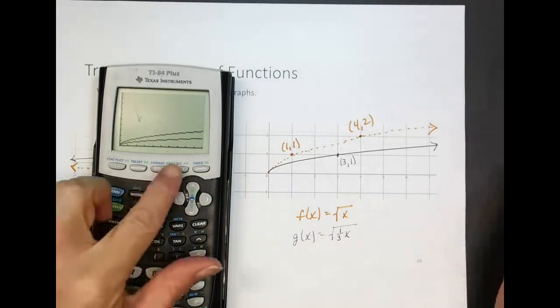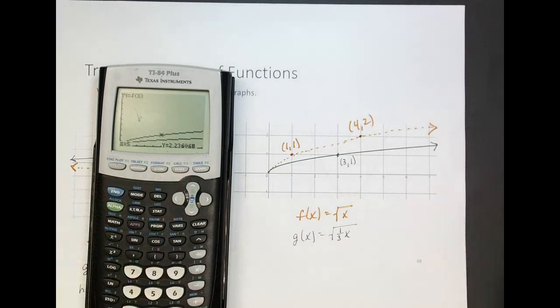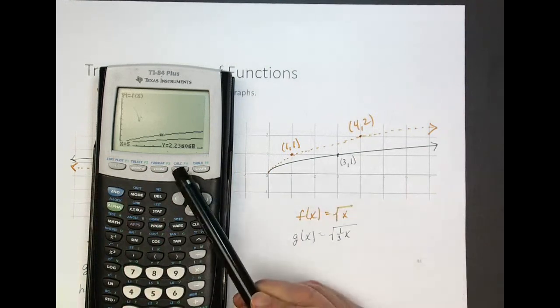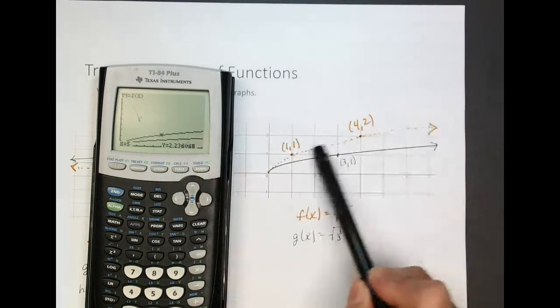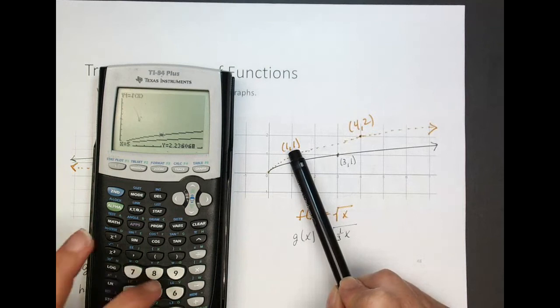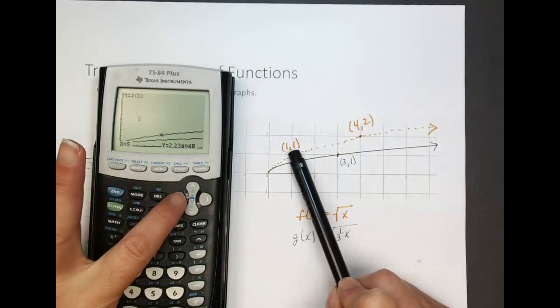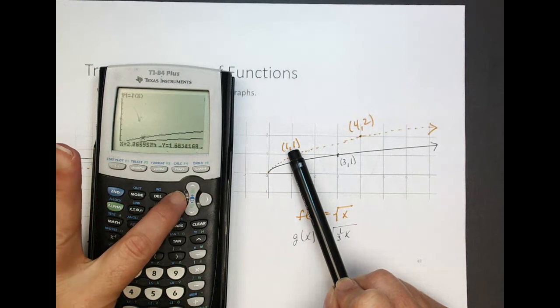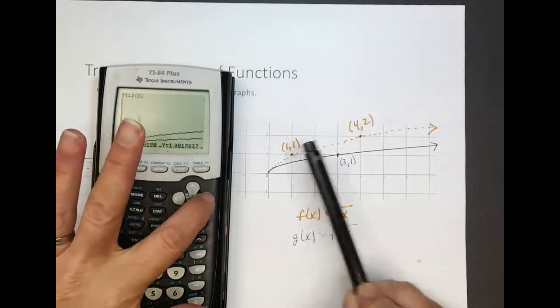Our trace function can help us investigate very specific points. So I hit my trace button. It put me on the upper graph, so that's the toolkit function graph, right? Let's make sure everything's right. When x is 1, y should be 1. Let's go to 1, 1. I'm just moving left. X is 1. Y is 1. Yeah, that's about right.